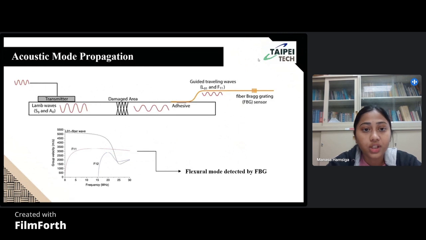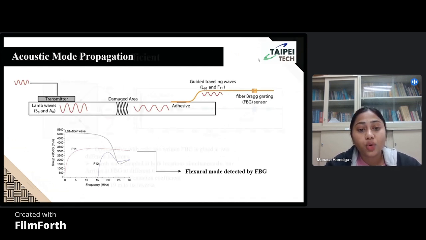The next one is acoustic mode propagation. Here there are three different modes, which are longitudinal mode, flexural mode, and horizontal modes. The L01 mode is non-dispersive up to 10 to 15 MHz. The flexural modes will decay faster than the longitudinal modes, and then they are not detected by the FBG sensors. The propagation decay of the longitudinal mode is standardized in the silica mode, which has the fibers very close to the aluminum plates.